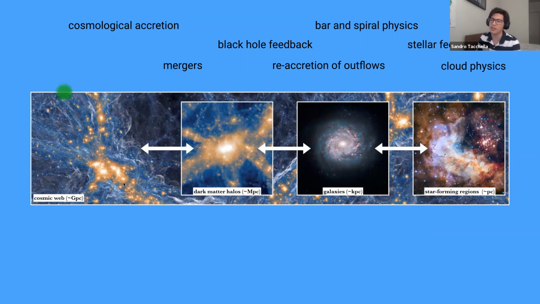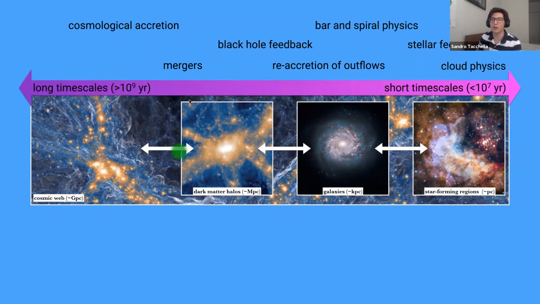So we have here these large scales, where cosmological accretion and mergers are playing an important role. And then we go to smaller and smaller scales, as I showed you at the beginning, where cloud physics plays a role. So we have here the spatial scales, but of course, these also translate into time scales. So we have here rather long time scales at work, of the order of gigayears. And then when we go to the smaller structures, we of course talk about millions to tens of millions of years. So these are rather short time scales. And so all of these things act together.